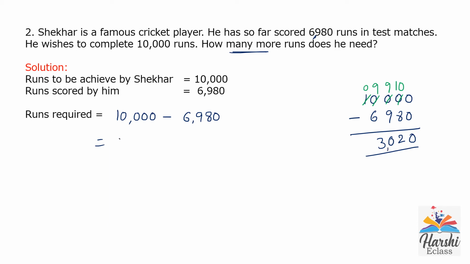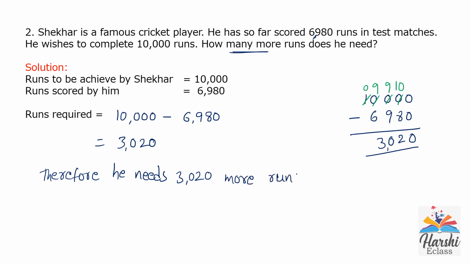Runs required here 3,020. And write the final statement. Therefore, you can write therefore he needs 3,020 more runs. How many runs does he need? He needs 3,020 more runs to complete his goal, to achieve his goal.